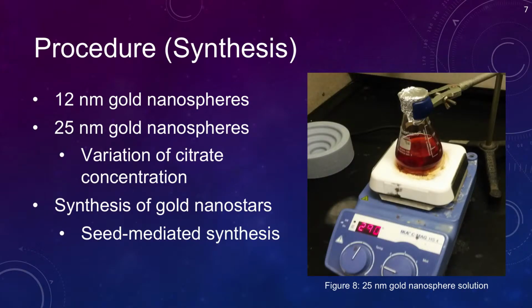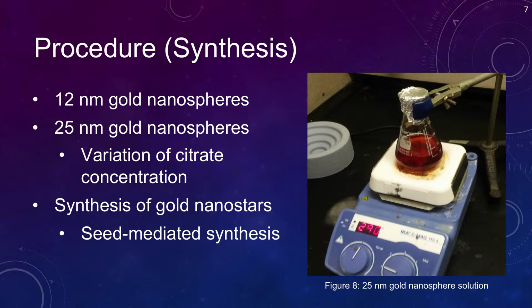Okay, so to start off, we synthesized 12 nanometer gold nanospheres, and we did that by adding a gold salt stock solution into milky water, then heating it under mild stirring conditions. When it came to a boil, we added a sodium citrate solution, left it to boil for a little while, and then brought it back to room temperature and centrifuged the solution. We followed a very similar procedure to synthesize our 25 nanometer nanospheres. However, with this, we used a lower concentration of the citrate solution.